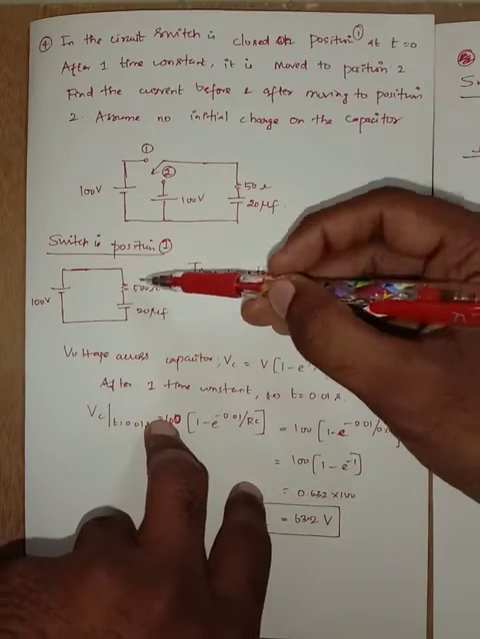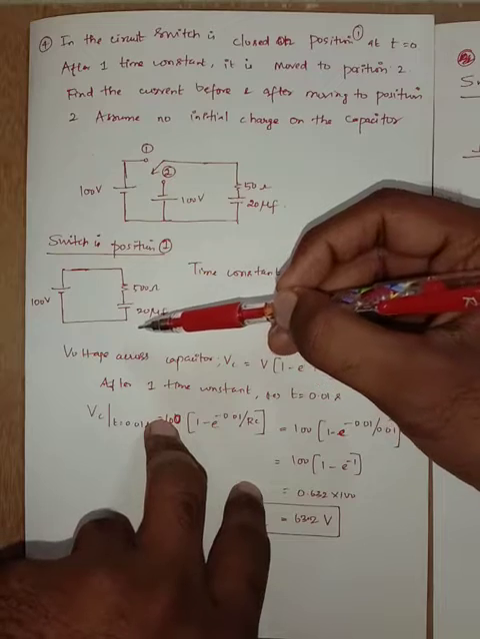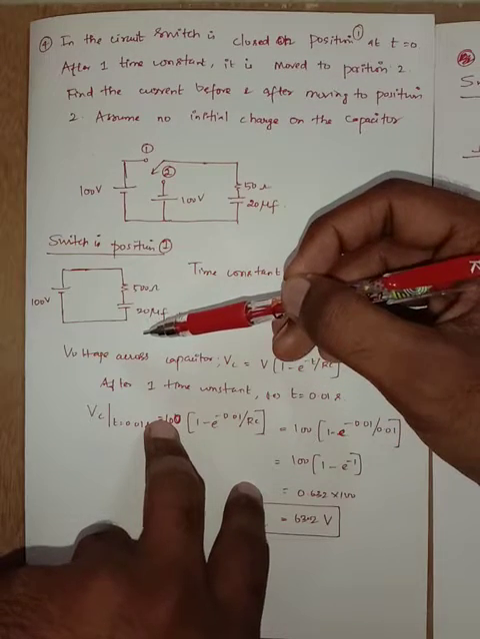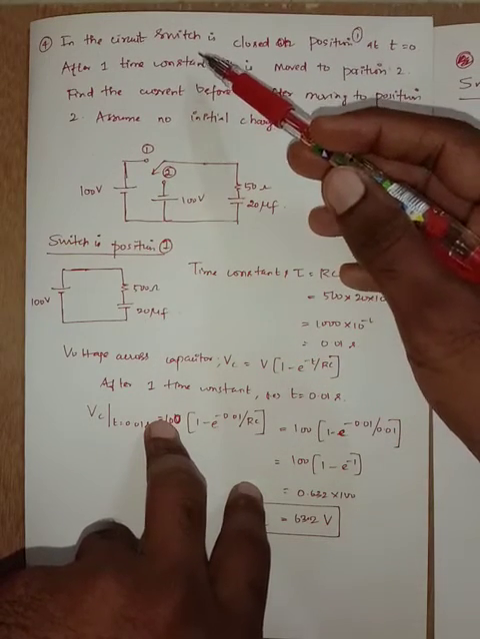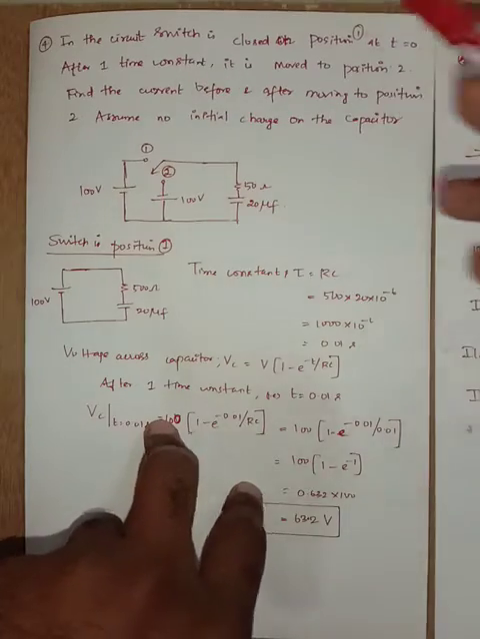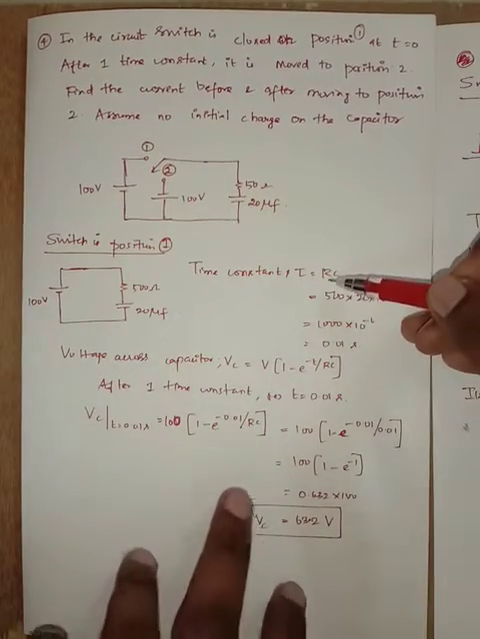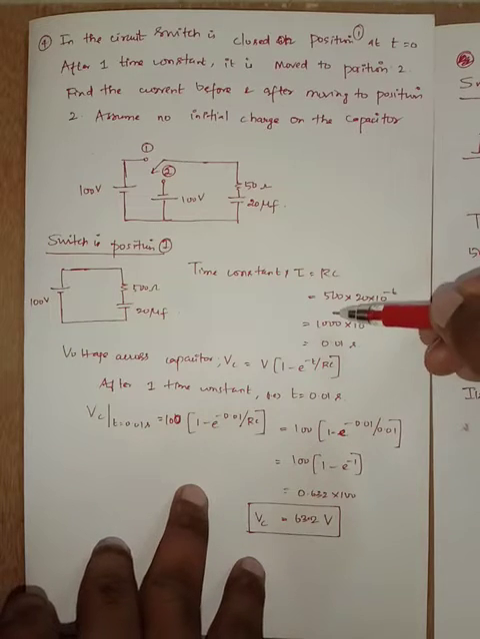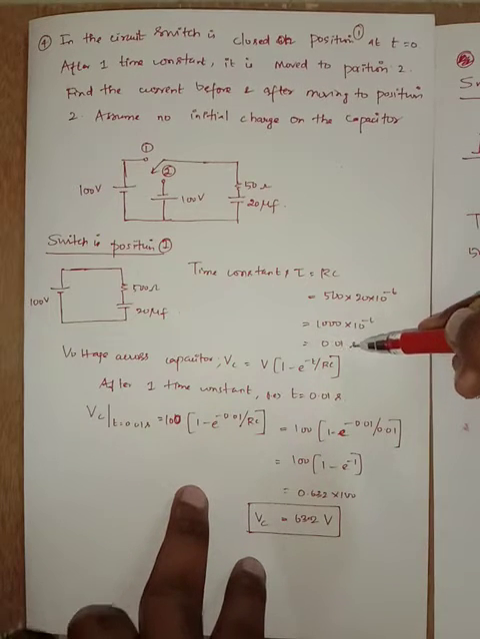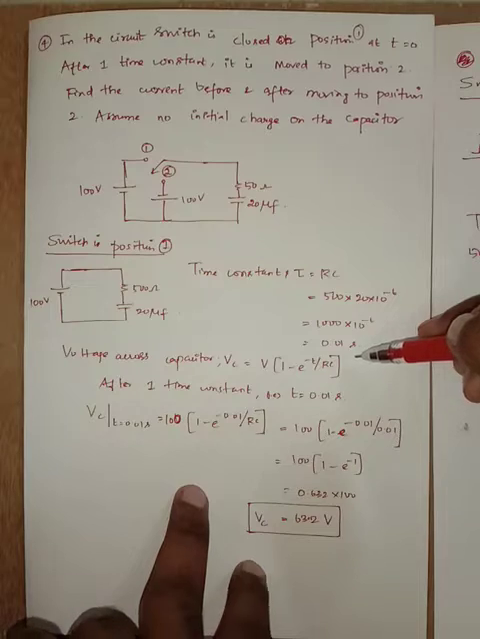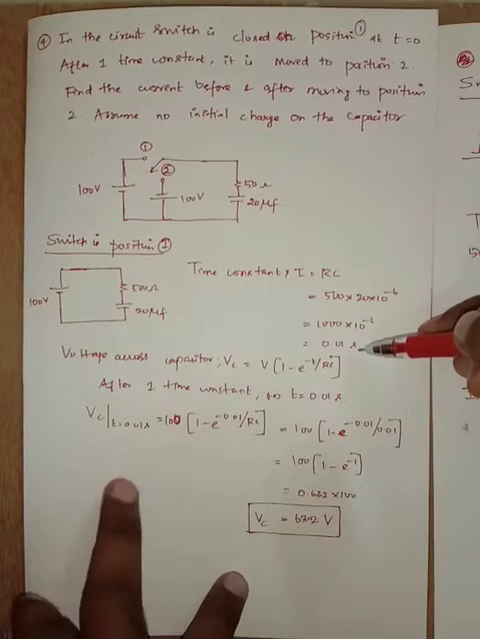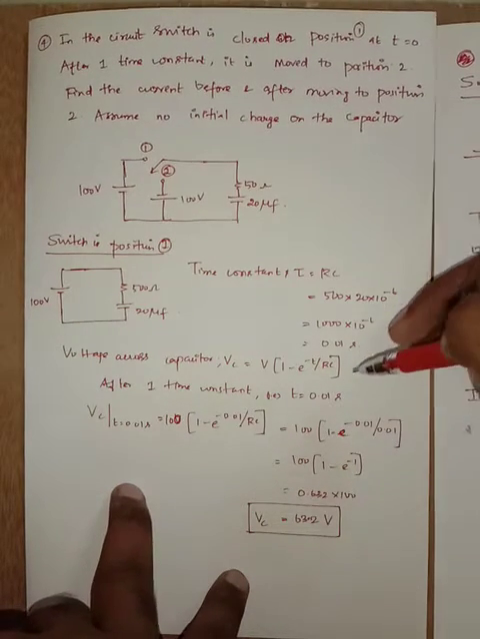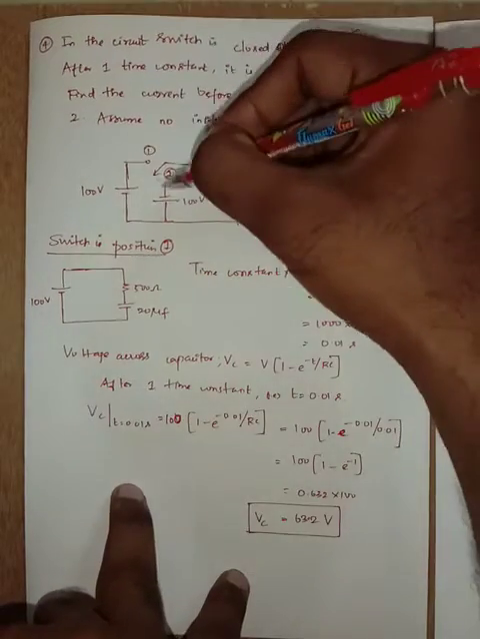Now the circuit is in this condition until t equal to tau equal to RC, for one time constant. So you have to find the value of time constant RC. So tau is equal to RC, the value of R is 500 and C is 20 times 10 to the power of minus 6. Substituting the values, after simplification we'll get 0.01 seconds. So after 0.01 seconds, I'm going to move the switch to position 2.